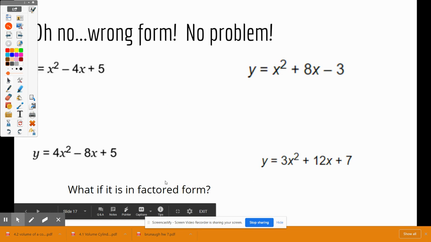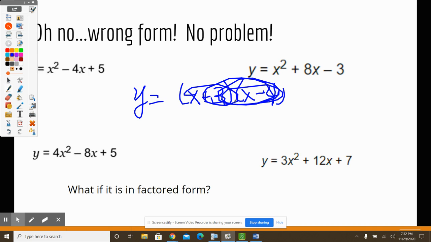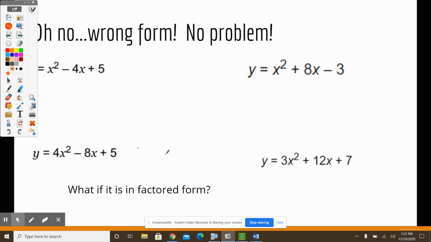So what if it's in factored form? I didn't show you any of those. If it was in factored form, what you would need to do is, let's say this is (x + 4)(x - 2). You would need to put it in standard form first: x squared minus 2x plus 4x, that's plus 2x, minus 8, and then complete the square just like what we just did. So you have to go through standard form to get to vertex form. Okay, but overall that's it, and hopefully you'll get some nice practice on the worksheet.